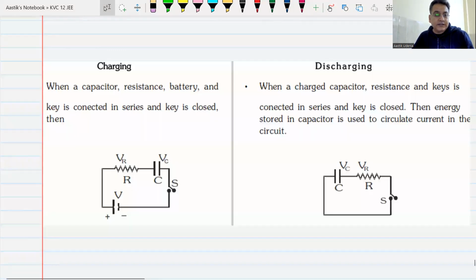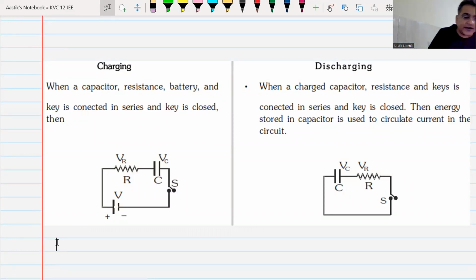So this is your charging and discharging kept side by side. When a capacitor, resistance, battery and key are connected in series and the key is closed, the capacitor begins to charge. E is the EMF of the battery, VR is the potential difference across the resistor, and VC is the potential difference across the capacitor. We understand this?